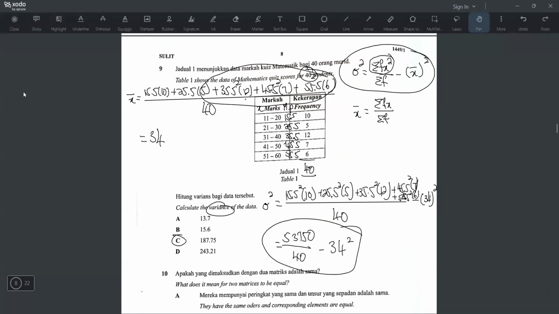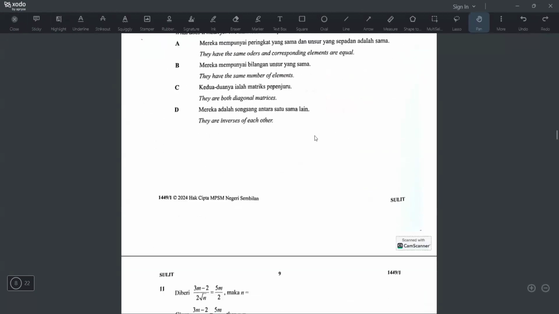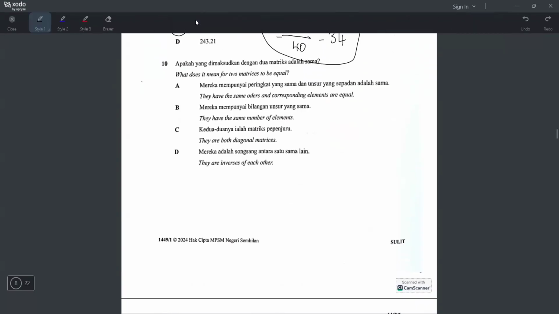Okay, so that's how you do it, right? Okay, hope you understand. Okay, let's do number 10. What does it mean for two matrices to be equal, right? Okay, let's read. A, they say what? They have the same orders and corresponding elements are equal.